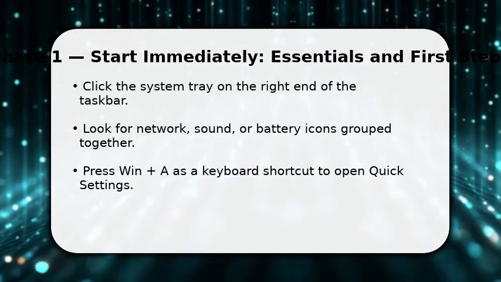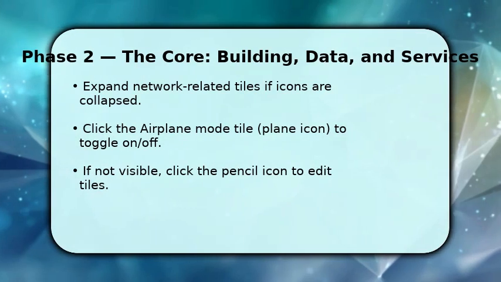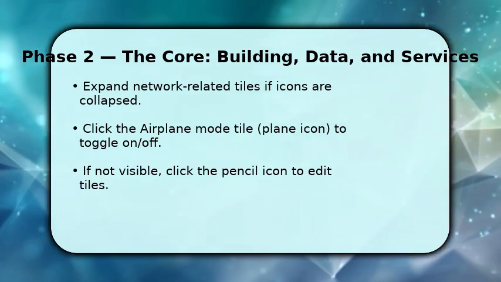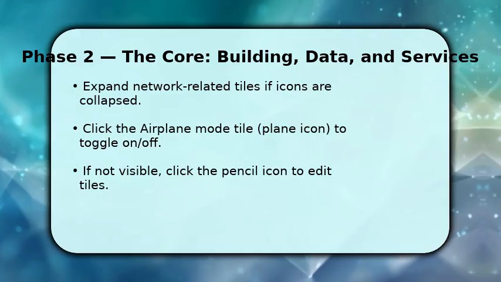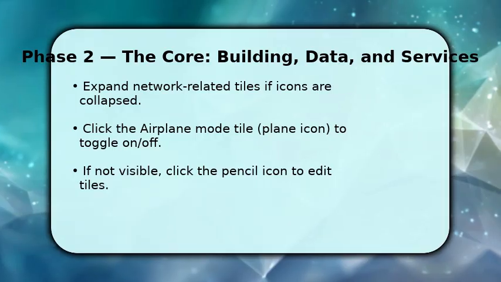Make sure the panel is expanded if you only see a partial set of icons. Next, locate the airplane mode tile inside the expanded Quick Settings panel and toggle it. If you see a plain icon, click it once to enable. Your wireless radios will turn off, and clicking again restores them.